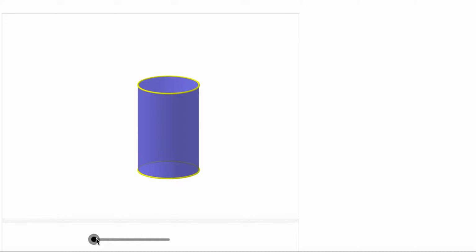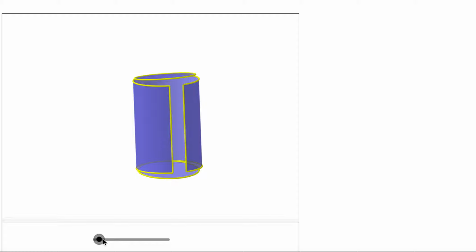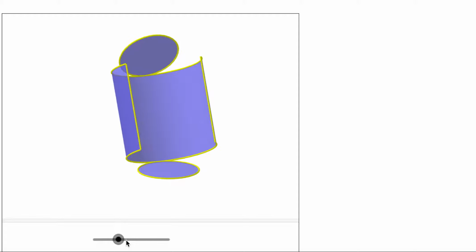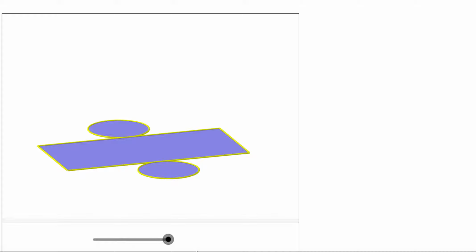Surface area of cylinders. So let's continue with your worksheet with the nets that we did in our last lesson. And let's look at a cylinder one more time. Here's a cylinder. If we take its net, remember we cut up the middle and we lay it flat, we end up with two circles and a rectangle.